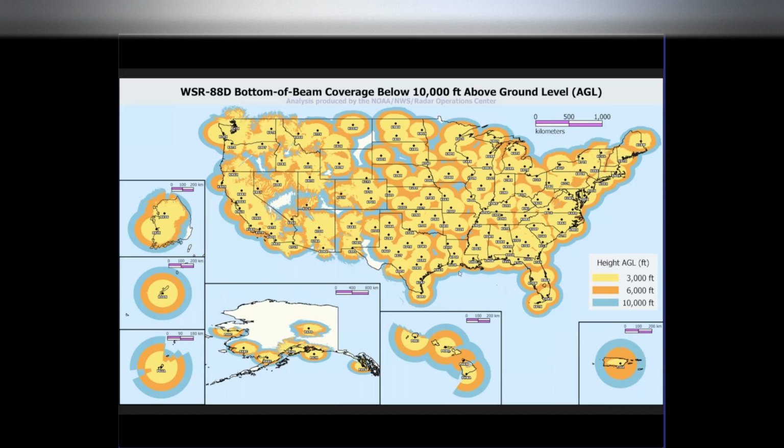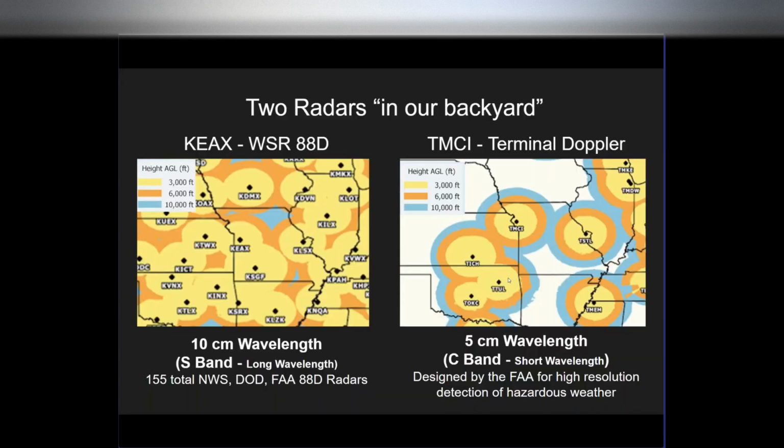As most people know, we do have a 10,000 foot gap up there in north central and northeastern Missouri, and we'll talk about how that impacts some of our operations as well. We have two radars in our backyard: the 88D here in Pleasant Hill, and the terminal Doppler radar at KCI.